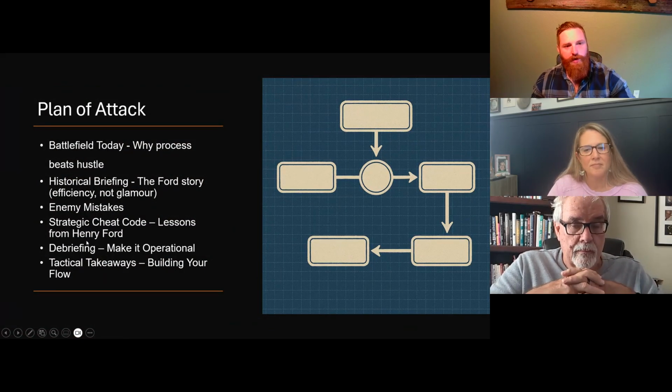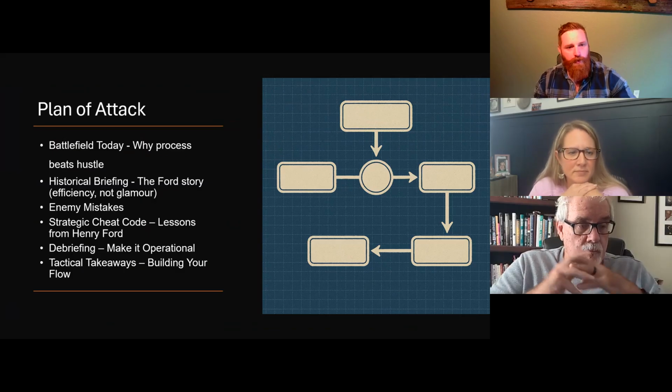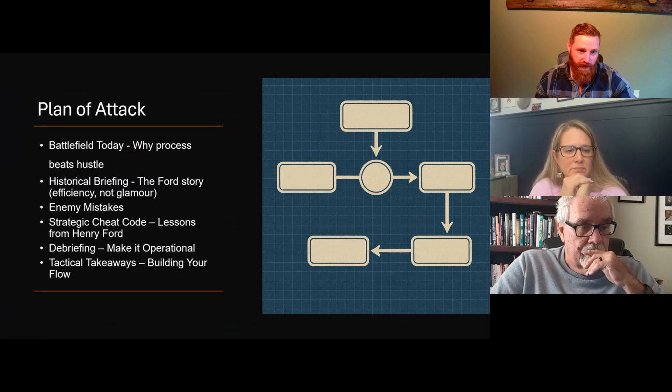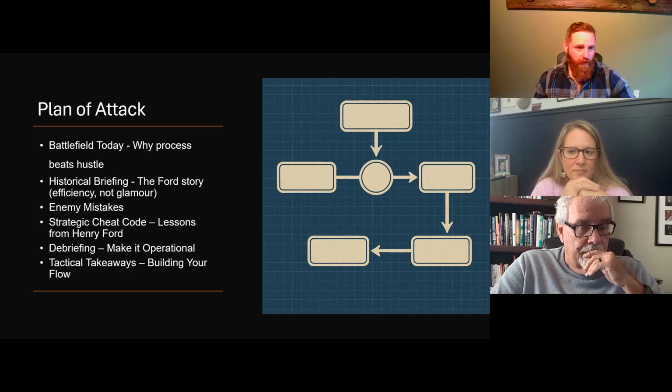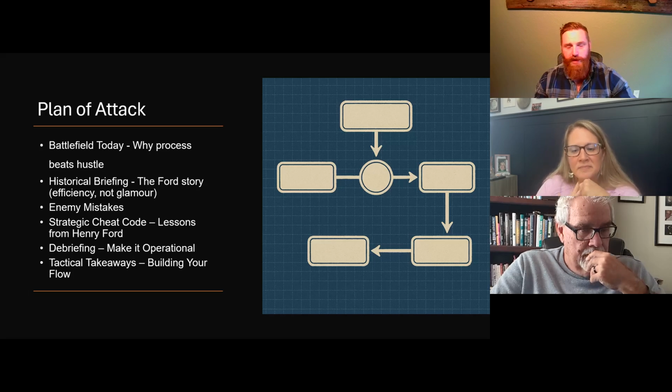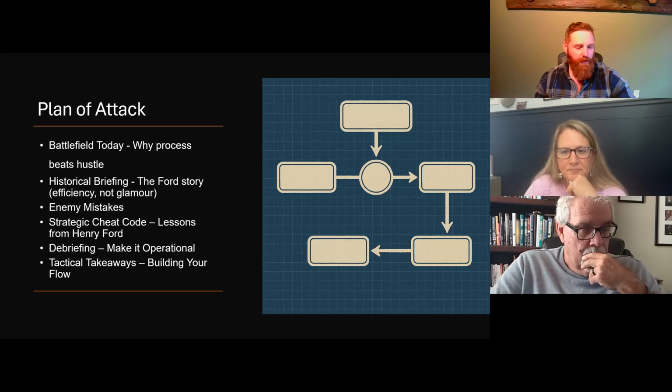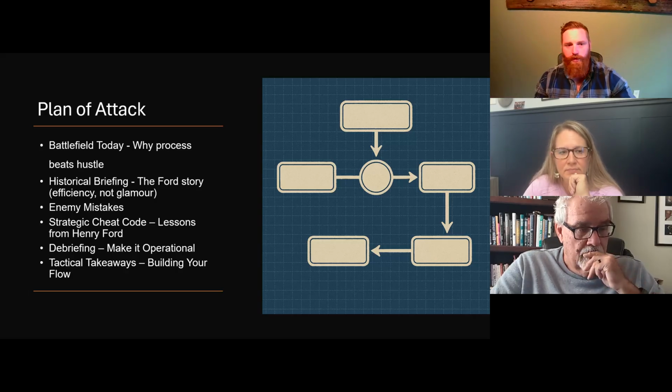All right. Plan of attack today, we will talk about the battlefield, what processing looks like or doesn't look like. Then we'll talk about Henry Ford and how he used process flowcharting to increase efficiency. Enemy mistakes are things that we see a lot of people in the market do that could be easily mitigated using this type of tool. Then the strategic cheat codes, we'll take what we learned from Henry Ford and apply it to your business. And then we'll tell you how to make it operational with a couple different ways to get started.